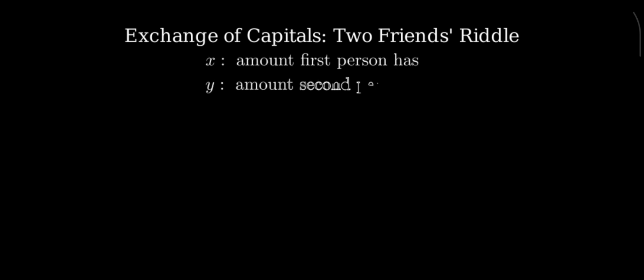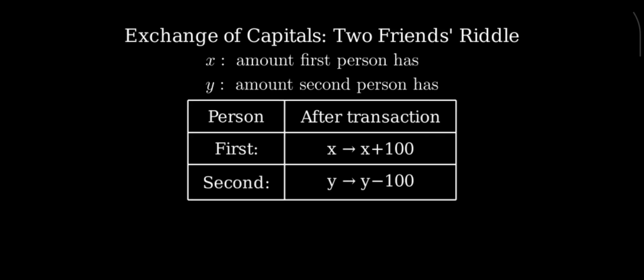Let's define our variables. Let x be the amount of money the first person has. Let y be the amount of money the second person has. We'll set up equations accordingly. Let's create a table to visualize what happens after giving money. If the second person gives 100 to the first person, the first ends up with x plus 100 and the other with y minus 100.